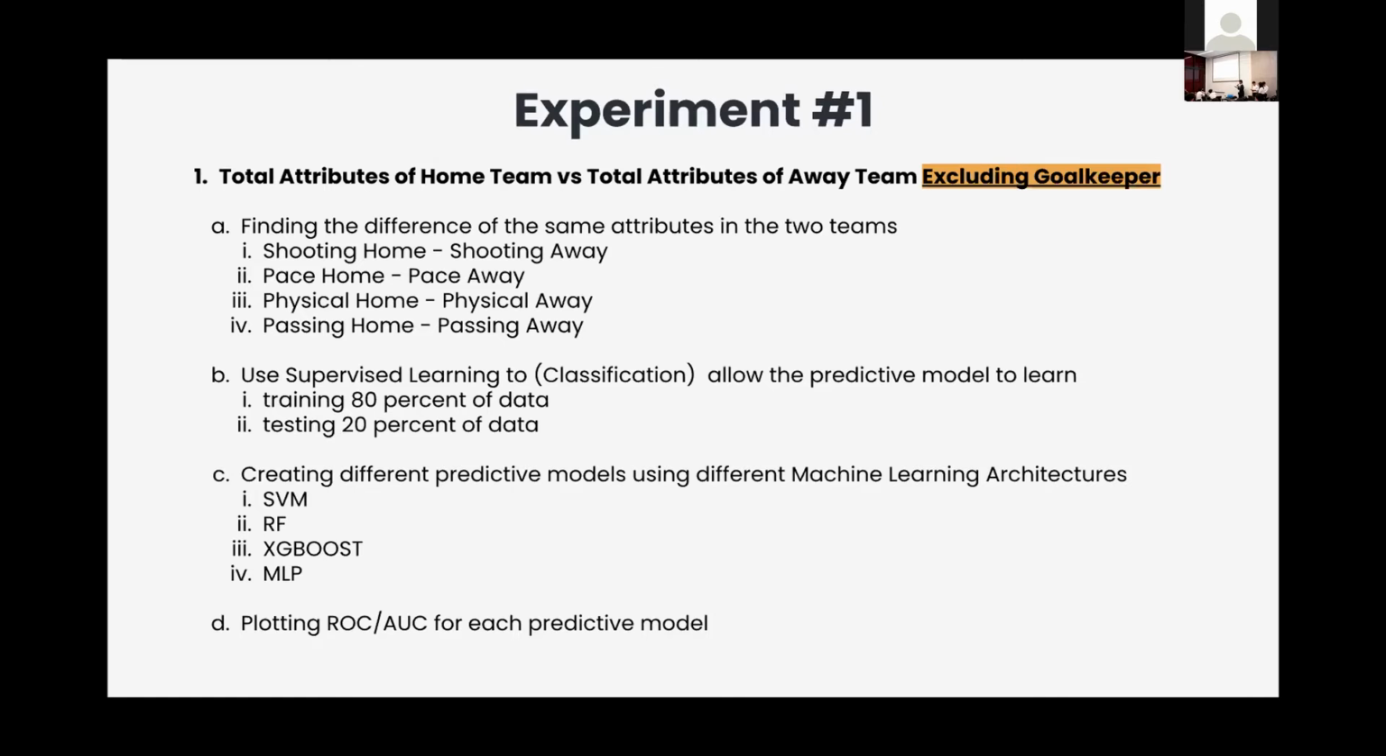Next, we did what Ken just said. We trained the data on 80% and tested on the other 20%. And also we did ROC, and also found the area under the curve for each.